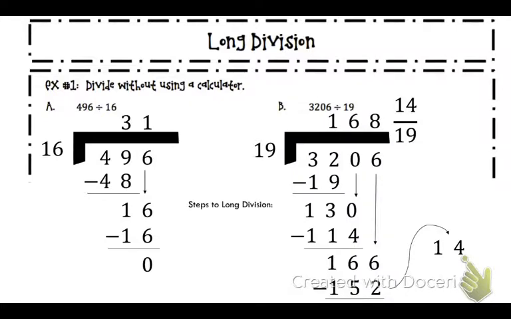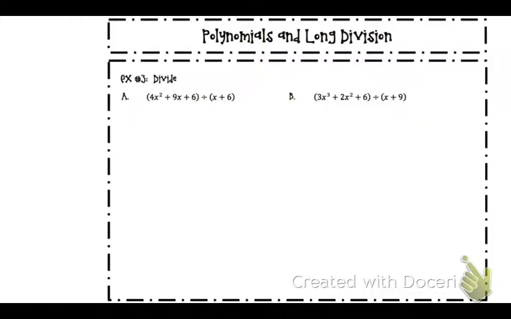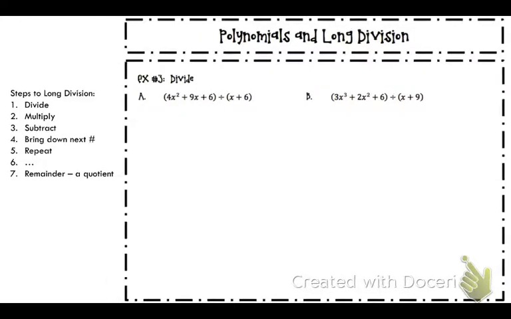Okay? So the steps to long division are first you divide, then you multiply, then you subtract, then you bring down the next number, then you repeat, and you just keep repeating until you get to a point where you can't bring down any more numbers, and then the remainder is put over the divisor. Okay? So now let's put those same steps into dividing polynomials.